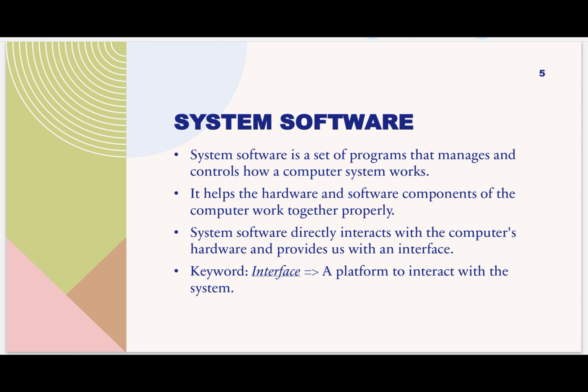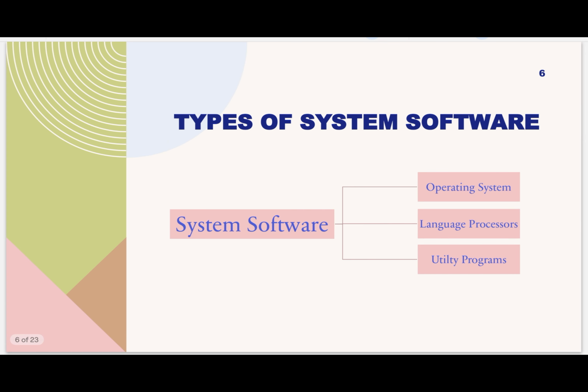See, here is a new keyword, interface. What is meant by interface? A platform to interact with the system. Means in simple words, whenever you click on any application, you see a window like structure, like full, minimize, or a short window type structure. That window is called an interface. In simple language we can say.